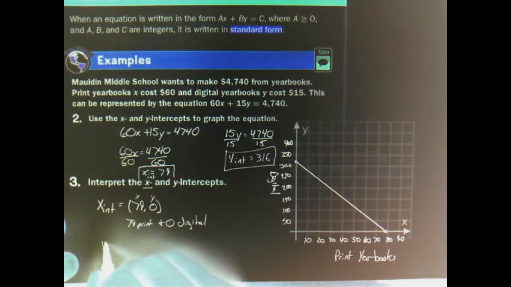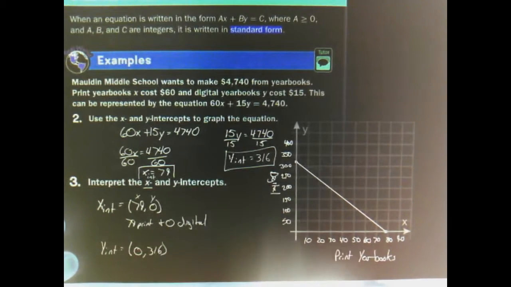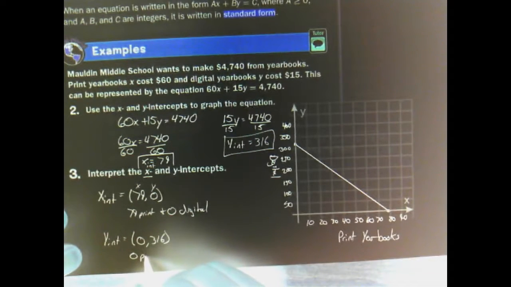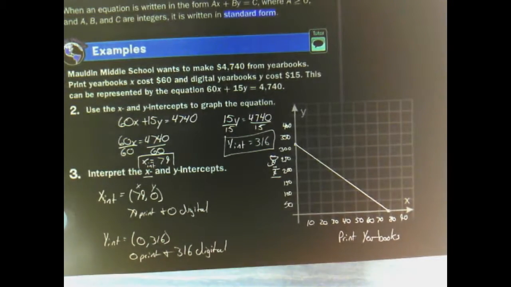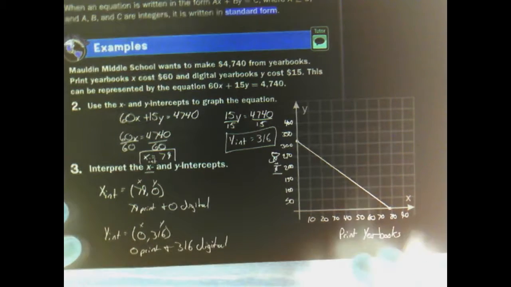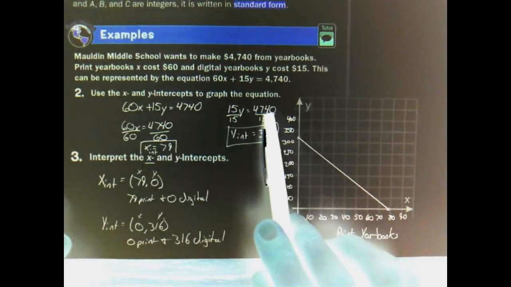And the y-intercept is the exact opposite. The coordinates of that point are (0, 316). So that means I have 0 print and 316 digital. That would be a scenario where I sold no print yearbooks. Then I would need to sell 316 digital yearbooks in order to get to this $4,740.